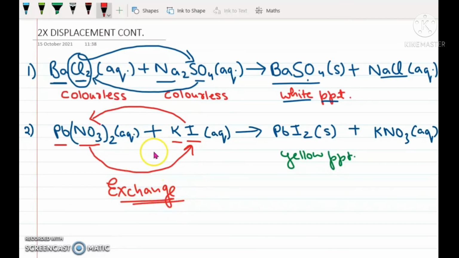So what is being formed? The formation is of PbI2, that is the lead iodide, which is a solid, settles down and forms the yellow PPT. The other compound is potassium nitrate, which is again soluble in water, therefore should be considered as the aqueous state.